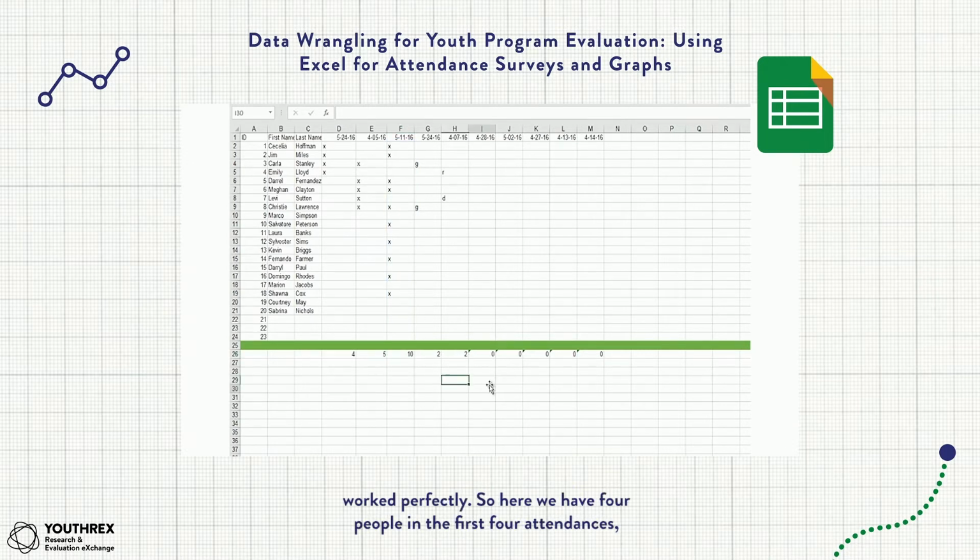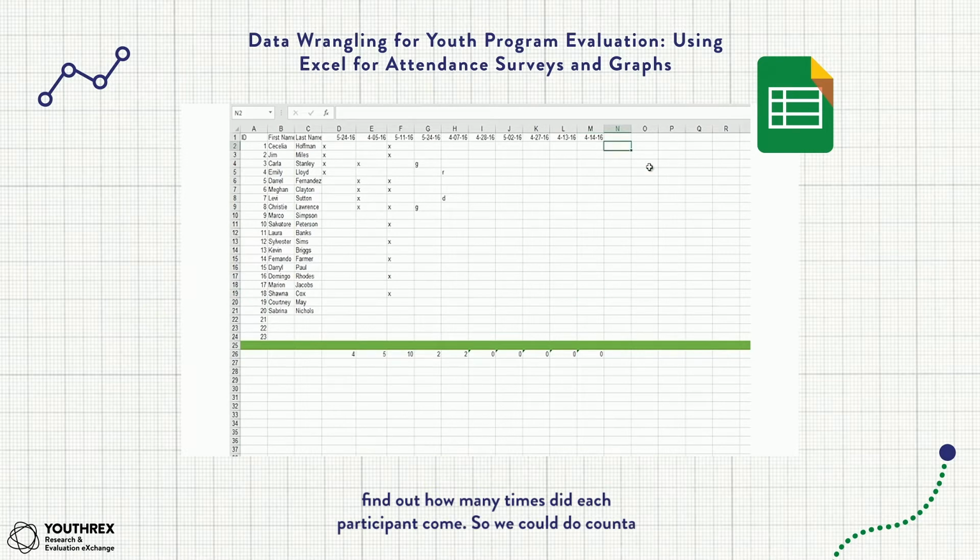It worked perfectly. So here we have 4 attendances in the first one, 5 in the second, 10 in the third, then 2 and 2. That's counting these G's and the R and the D, and all the rest of them are blank, so it counted zeros.